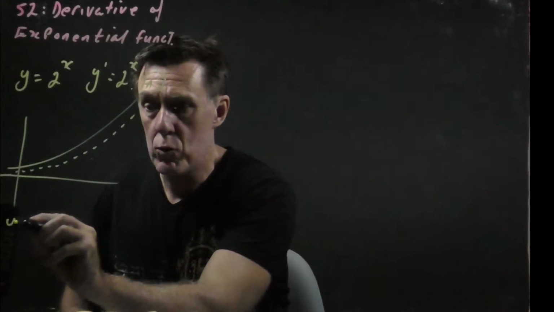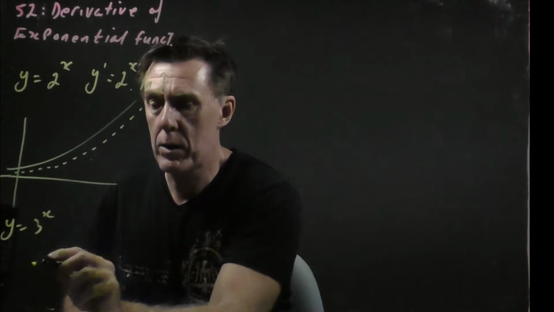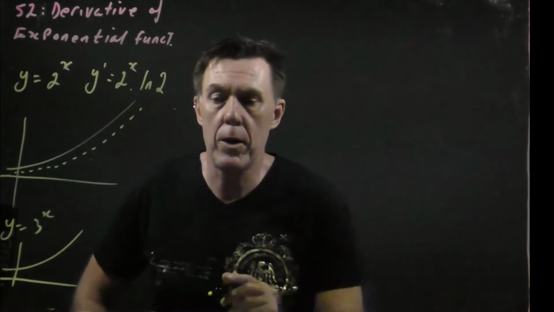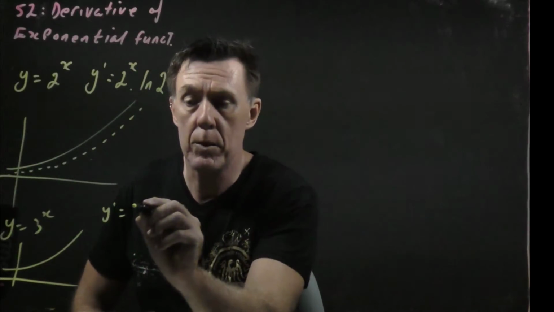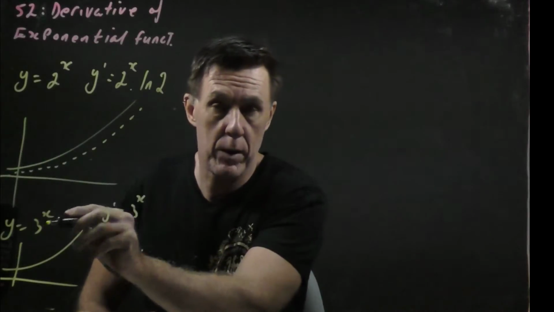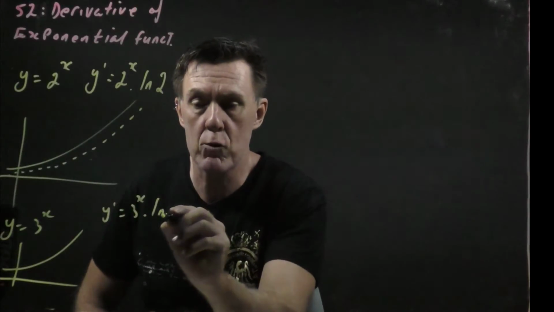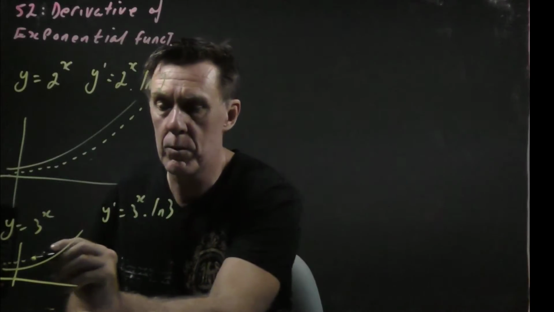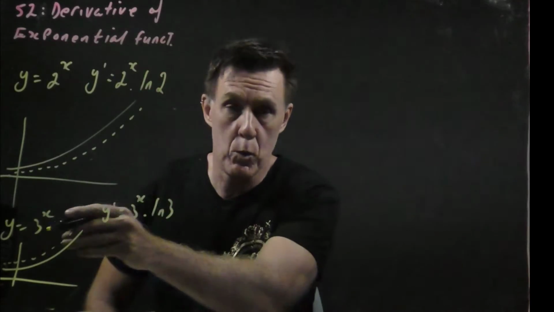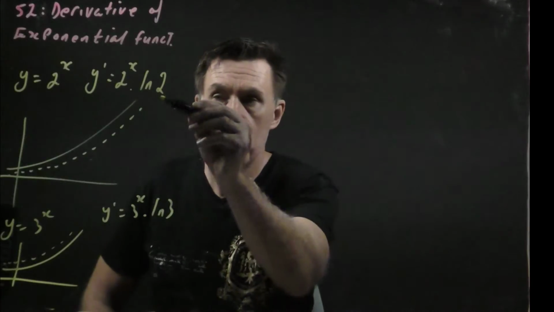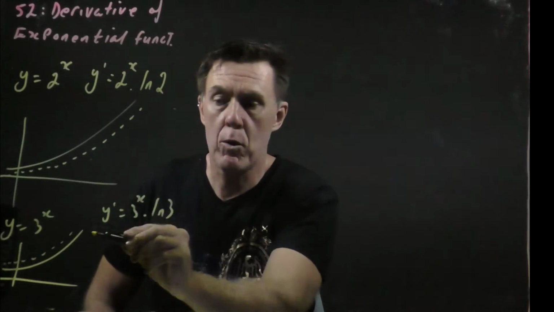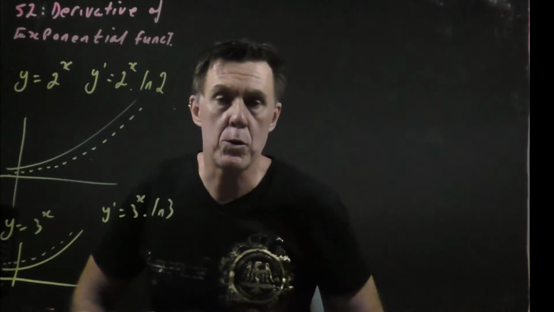If I were to draw the graph of 3 to the power of x, it's going to look something like that. Its derivative is actually going to be, so again, 3 to the power of x stays the same, times it by the natural log of 3. Its derivative is going to fall exactly the same shape, but fall above the original curve. 2 to the power of x, its derivative was below the original curve. 3 to the power of x, its derivative is above the original curve.